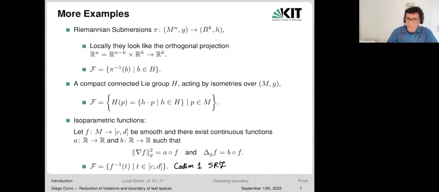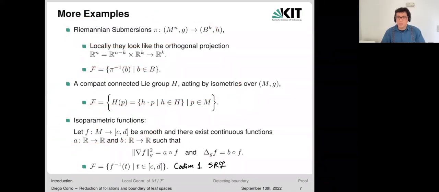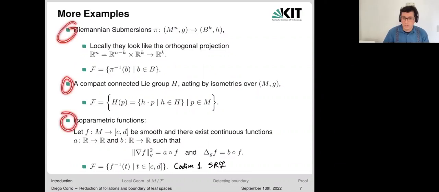So as you can see, singular Riemannian foliations encode three very different families of notions of symmetry that we are always interested in in differential geometry. And there are examples of singular Riemannian foliations which do not come from any of these families, so they're even a bit larger than the union of these three families.